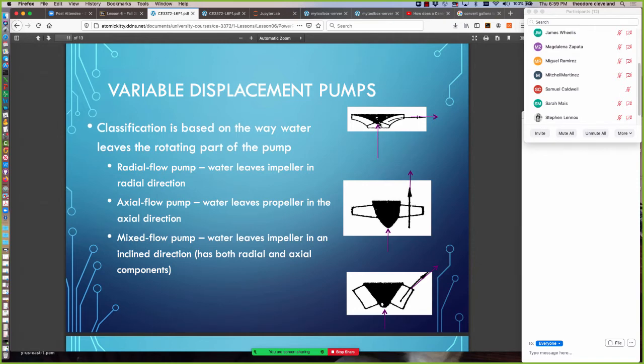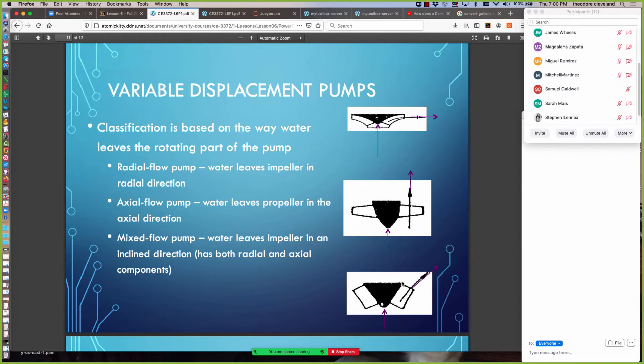A radial flow, or a true centrifugal pump, the water enters the eye along the axis of rotation and leaves the impeller at the radial periphery and 90 degrees offset from the axis of rotation. A mixed flow pump is a little of both.